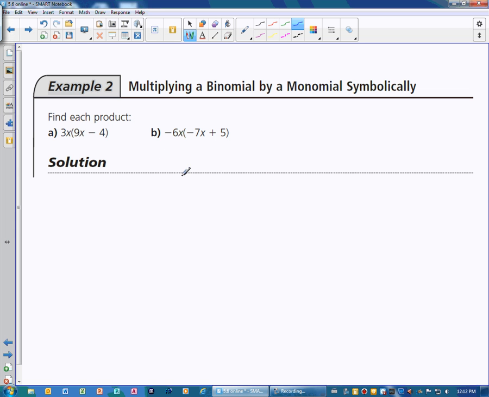So without algebra tiles, you just have to make sure, like we did before, that everything gets distributed. We're going to use the distributive property again. So if I have 3x times 9x minus 4, remember that means that this 3x has to get multiplied by everything inside the bracket. So the way that I remind myself is I draw arrows.